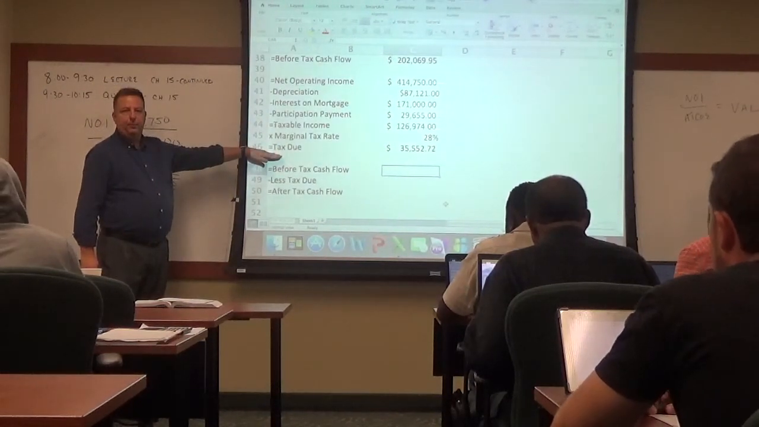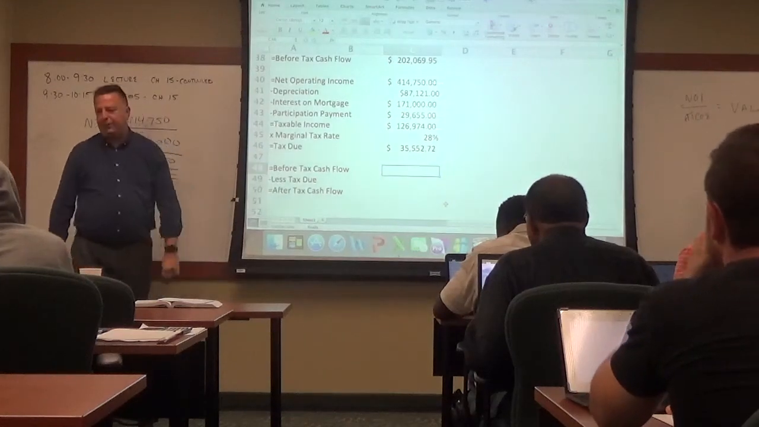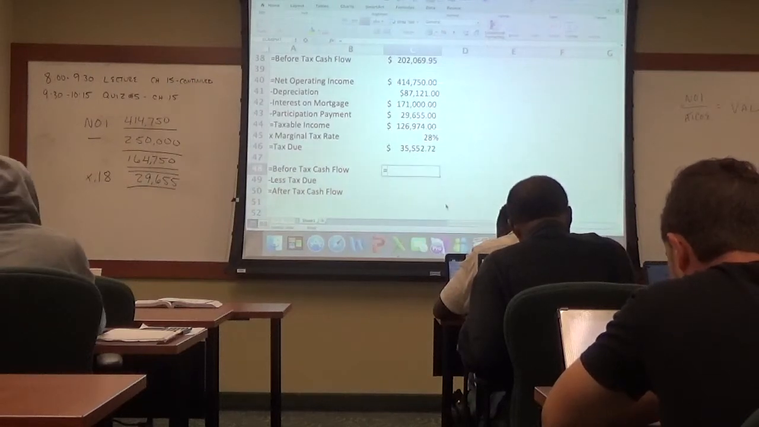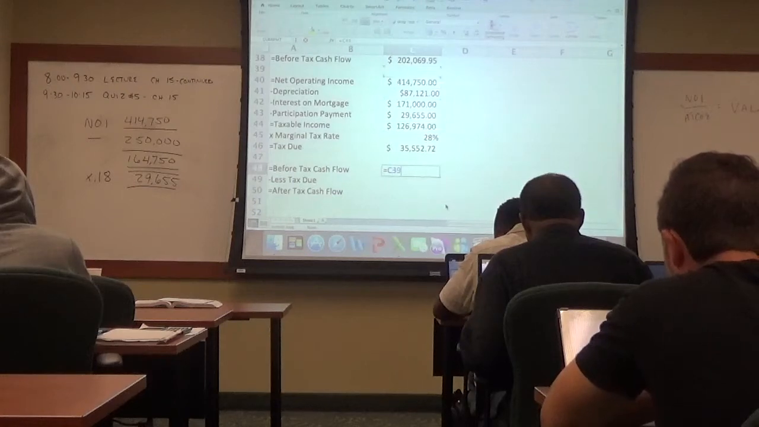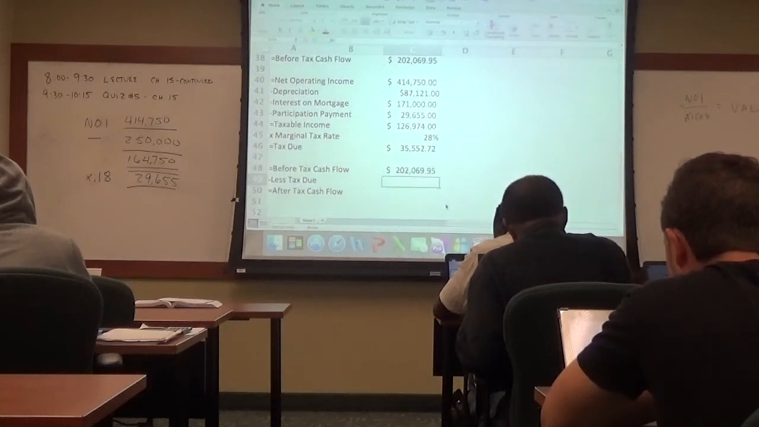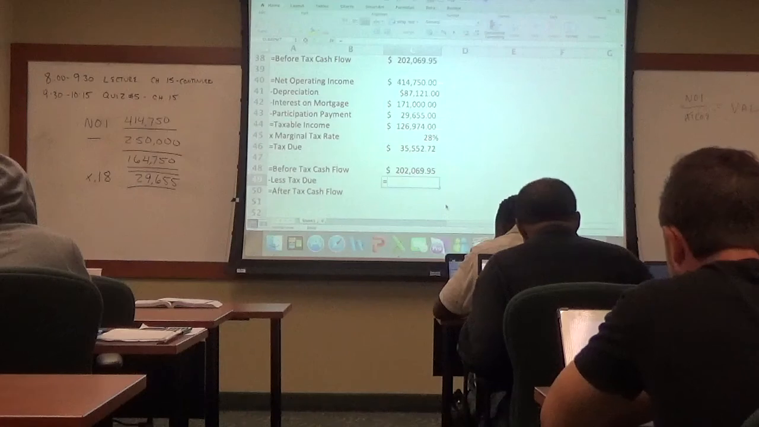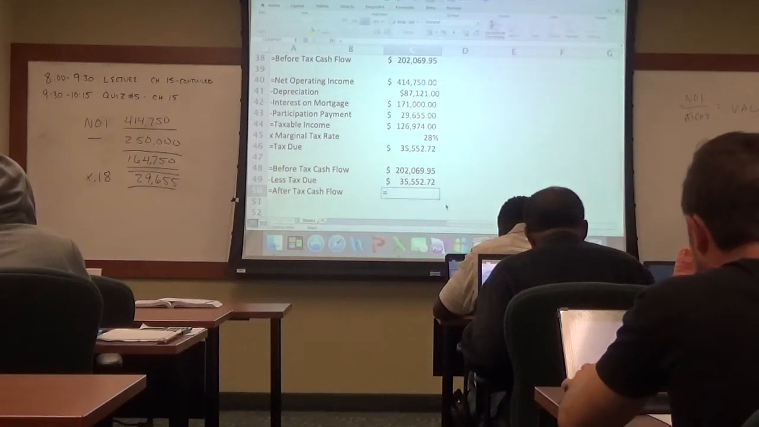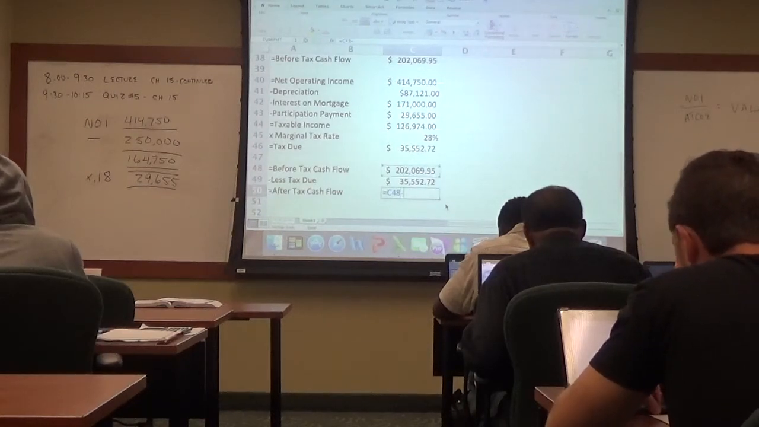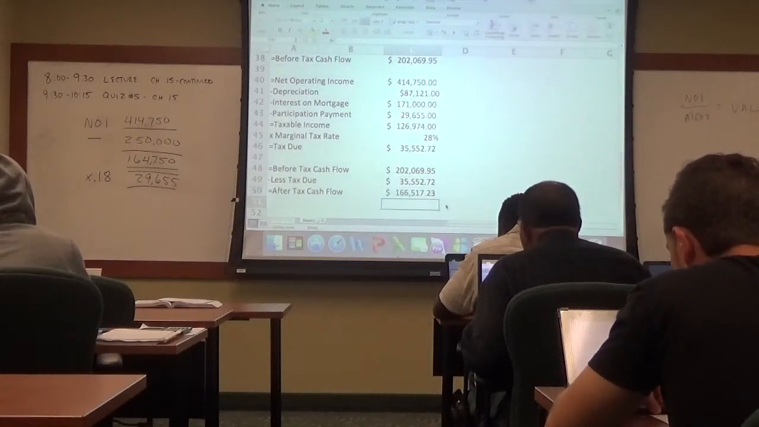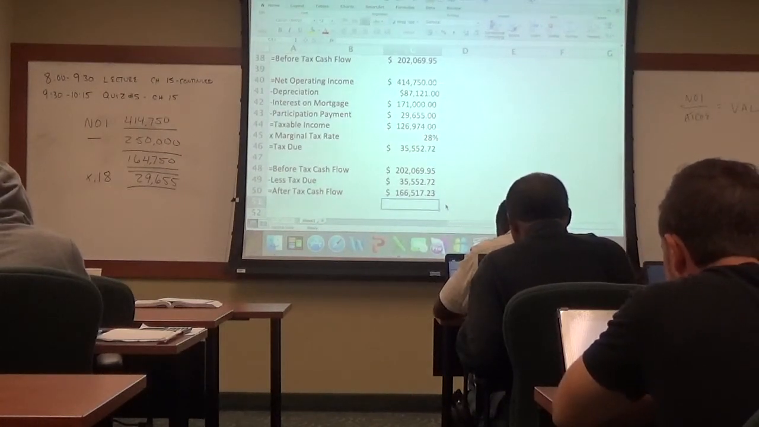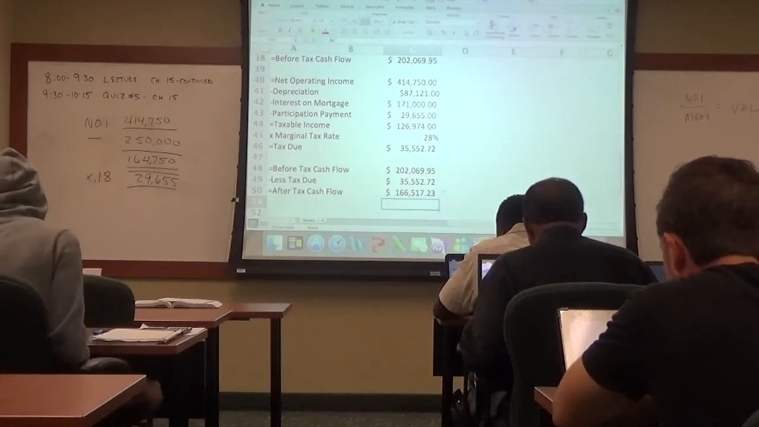Yes? Okay. Now all we have to do is just pop in some of the numbers from above. So take our before tax cash flow from above of the 202,069, pop that in there. Take our tax due, pop it in there. And then simply subtract one from the other. And we should end with 166,517. Okay? Everybody good? All right.